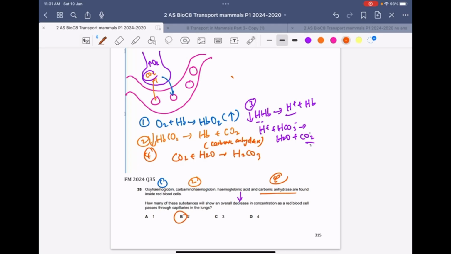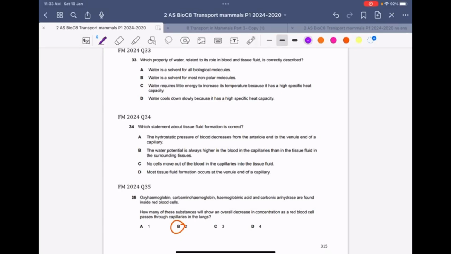So the answer is 2, because the carbamino hemoglobin and also the hemoglobinic acid are showing a decrease in concentrations. This statement about tissue fluid formation is correct, so the answer is A.